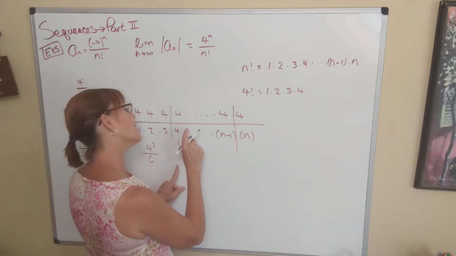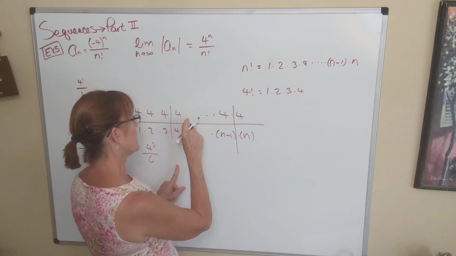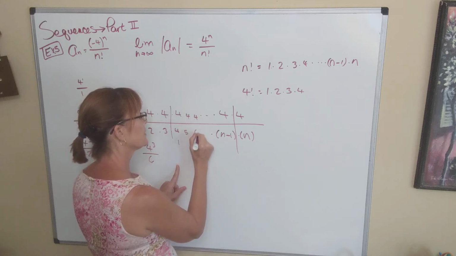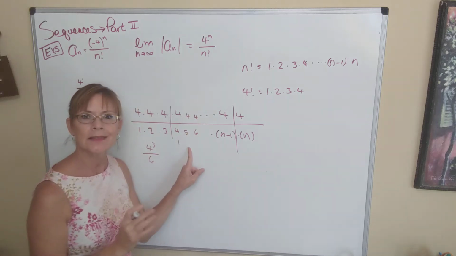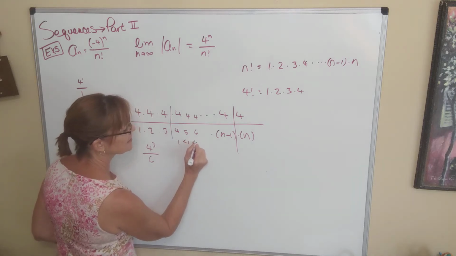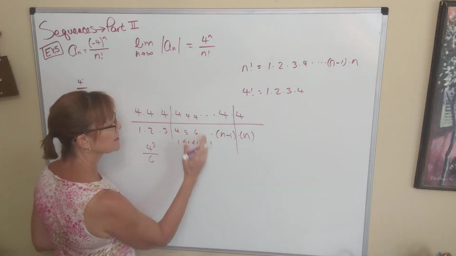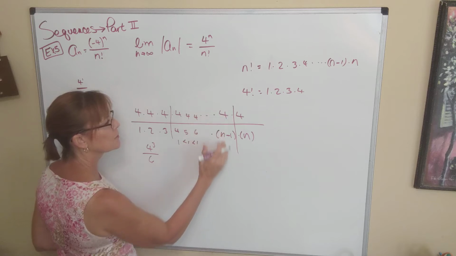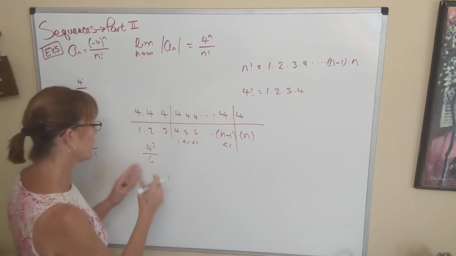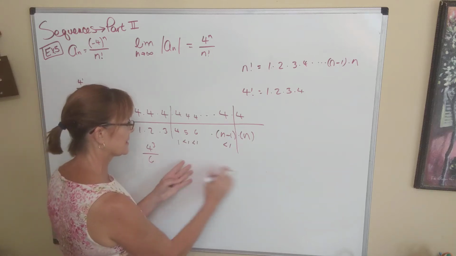And then we'd have 4 over 5, 4 over 6, but 4 over 5 is less than 1. And 4 over 6 is less than 1. So this is less than 1, this is less than 1, this is less than 1. 4 over n minus 1 is also less than 1. So we have this value times some stuff that's less than 1.